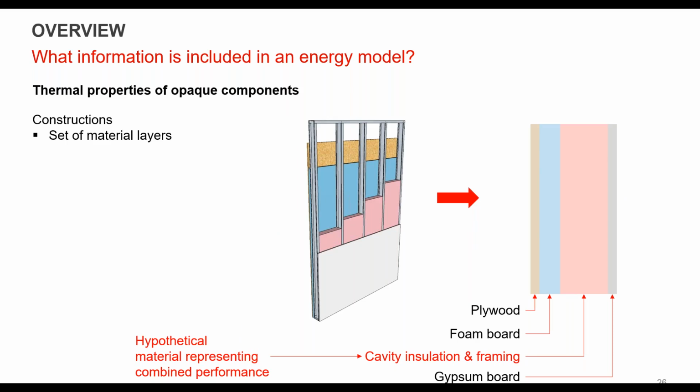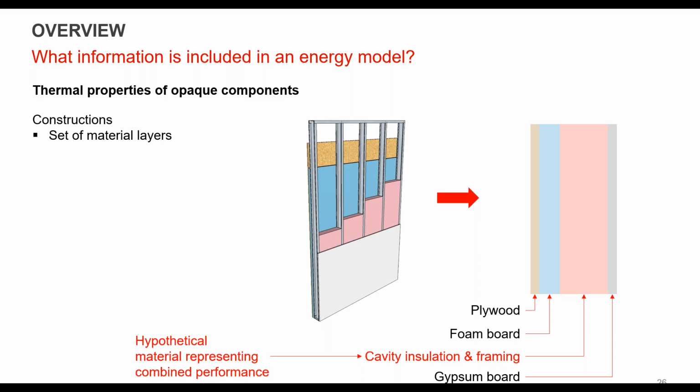So you'll have a stud assembly in this case that has insulation between cavity members, in between where the framing is, with gypboard and a plyboard. And again, what a software tool will do is they will either automatically calculate this hypothetical combined performance of your insulation and framing layer, or you will need to do that manually outside and input that into the tool.